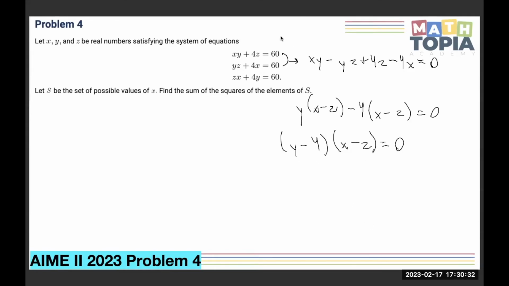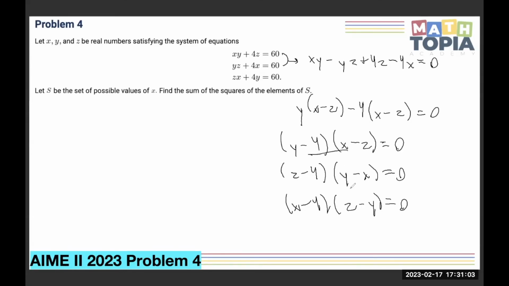Furthermore, we can repeat this by using these two equations or these two equations, because all we're doing is cycling the variables x, y, and z. If we tried that, we would get something along the lines of z minus 4 times y minus x equals 0, and x minus 4 times z minus y equals 0. So there are 8 different ways to pick which one of these we want.